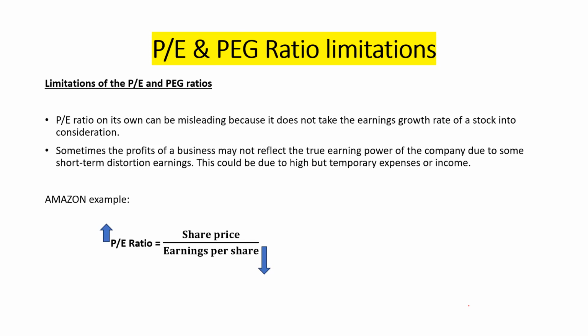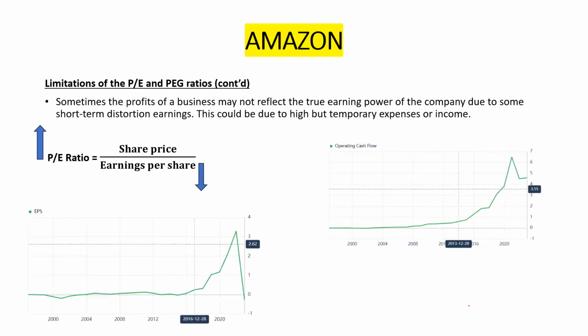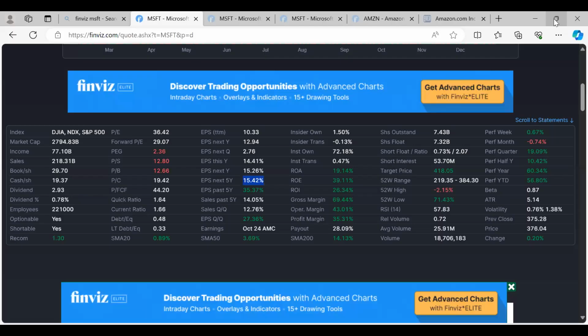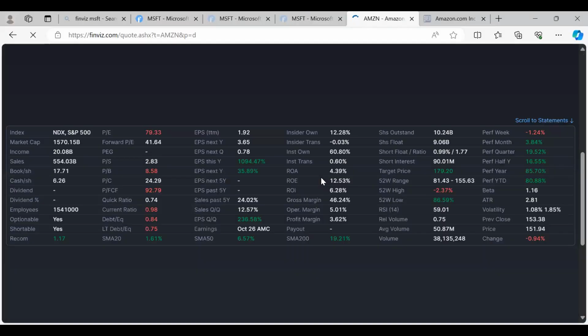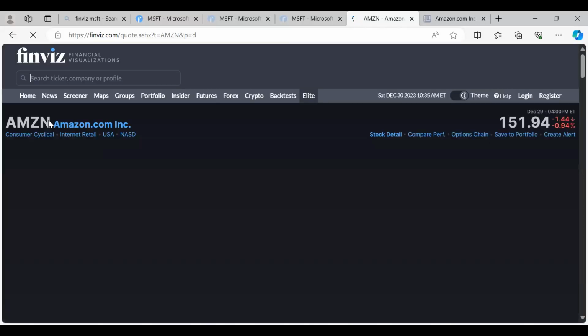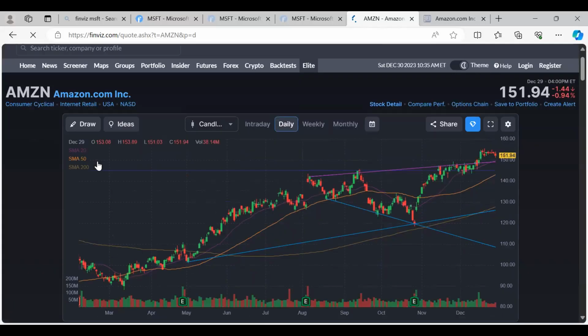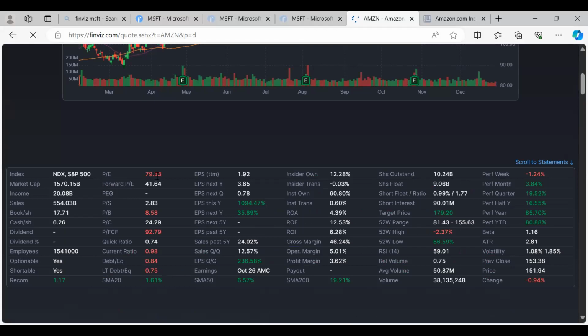All right. Let me use an example for Amazon so that you guys can get what I'm saying. Let's have a look at the PE ratio of Amazon. Again, we go to our Finviz website and we go to Amazon. And then we scroll down, we read off the PE ratio of Amazon, which is 79.33, which is basically 80 times. So the PE ratio of Amazon is currently sitting at 80 times.